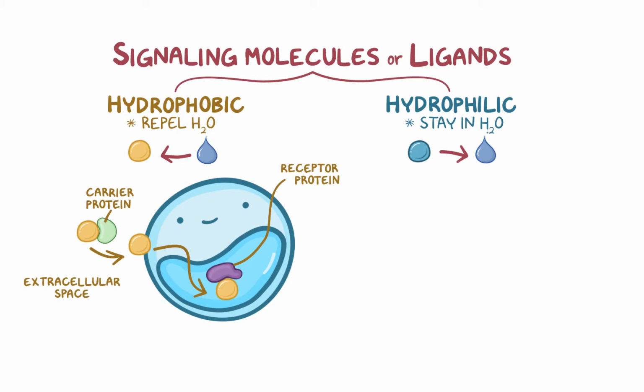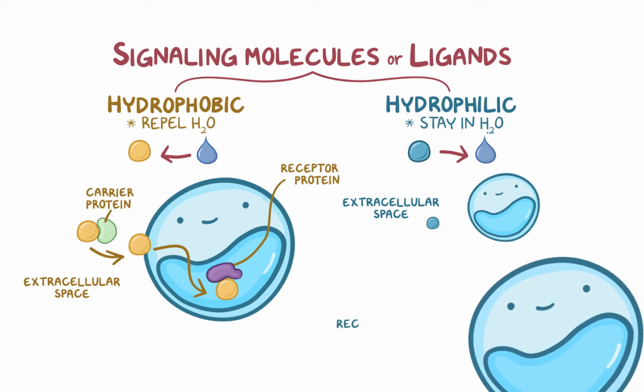Most signal molecules are hydrophilic, so they can freely float in the extracellular space to reach the target cells, but are then unable to cross the cell membrane. So to pass on the signal, hydrophilic molecules bind to receptors on the cell surface. These receptors are transmembrane proteins with an extracellular end that binds to the ligand, and an intracellular end that triggers a signaling pathway inside the cell.